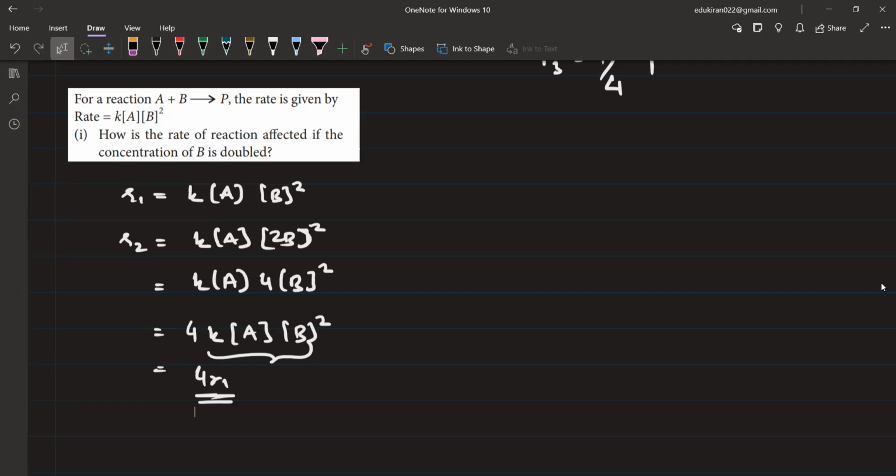Maybe you will be learning about the integrated rate law. In one of the classes, I will be completely doing the derivation and all for all of the different types of order of reaction: first order, second order, third order. And after that, one Sunday will be completely for numericals.